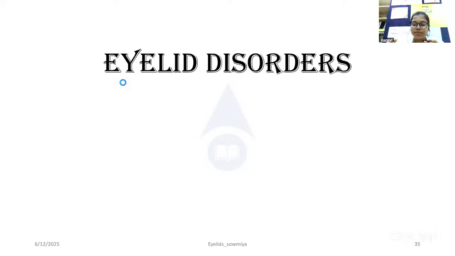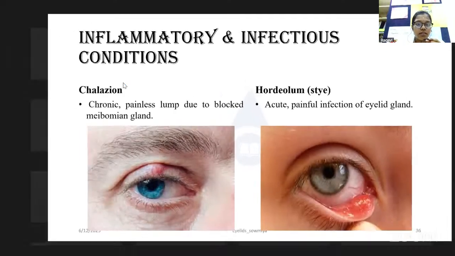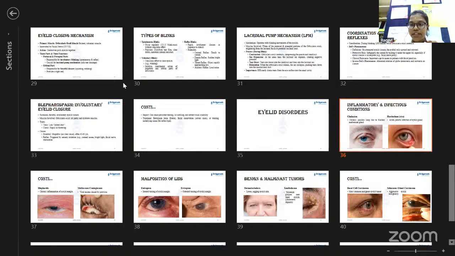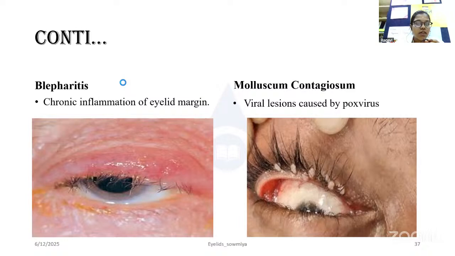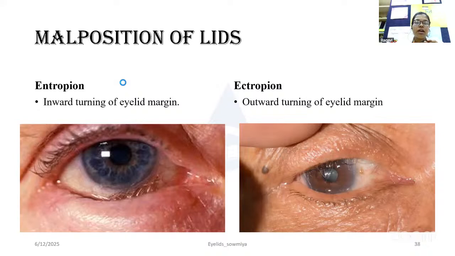Eyelid disorders. Inflammatory and infectious conditions. Chalazion: chronic painless lump due to blocked meibomian gland. Hordeolum, also known as stye: acute painful infection of the eyelid gland. Blepharitis: chronic inflammation of the eyelid margin. Molluscum contagiosum: viral lesion caused by pox virus.